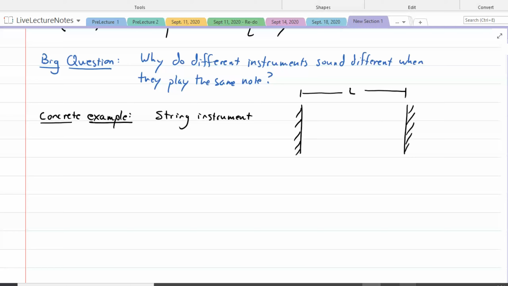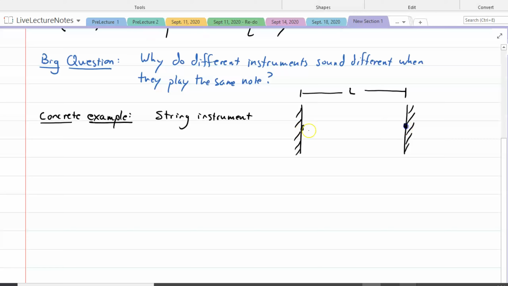Now, how does a guitar work? You pluck the string, it vibrates in a certain way, and that vibration disturbs the air in a certain way, and that causes the sound wave to travel outwards, and then you hear the sound wave. And I want to think about some special ways that the string could vibrate. So here's one of them.